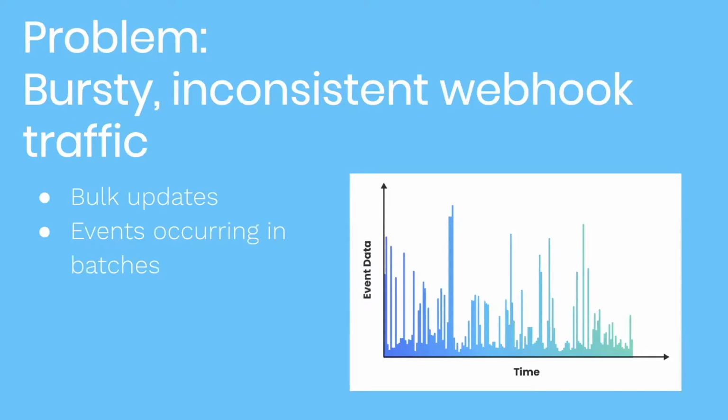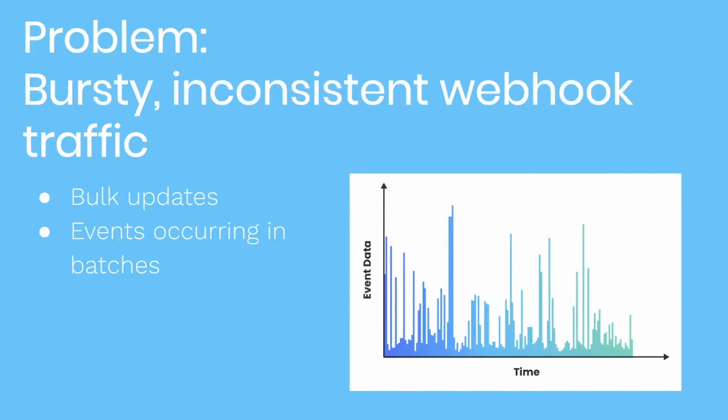Okay, so that's our first problem: bursty, inconsistent webhook traffic. As we talked about with those examples, that can happen with bulk updating or events occurring in batches. And the problem is that you can't control the flow of that data. So the consumer can't just tell the producer to slow down when it's being overwhelmed.